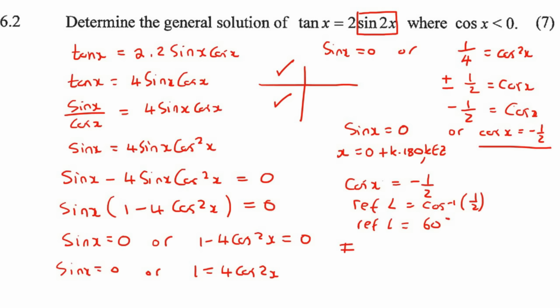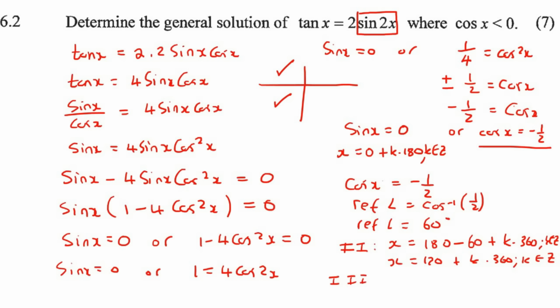So for quadrant number 2, we could say x is equal to 180 minus, because that's what quadrant 2 says, and then you say your reference angle, and then you say plus k times 360, k is an element of z. And so that's going to end up giving us 120 plus k 360, k element z. Then in quadrant number 3, it's x equals 180 plus, because that's what quadrant 3 is all about. Then you put your reference angle plus k 360, k is an element of z. And if we solve this, we end up with 240 plus k 360, k element z.